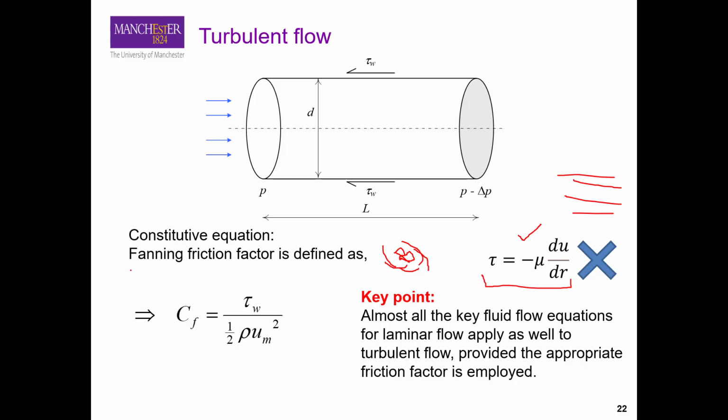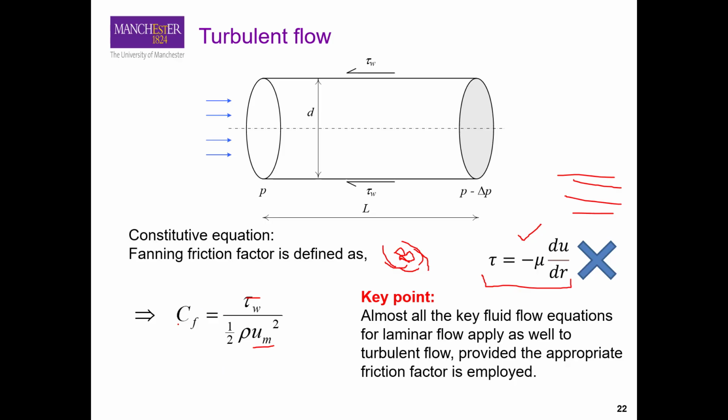So one empirical relation that we can use to relate tau with this velocity or maximum velocity is what we call the Fanning friction factor. And you will look at this Fanning friction factor in much more detail in lecture 7, for example, where you will discuss pipe losses and friction losses.